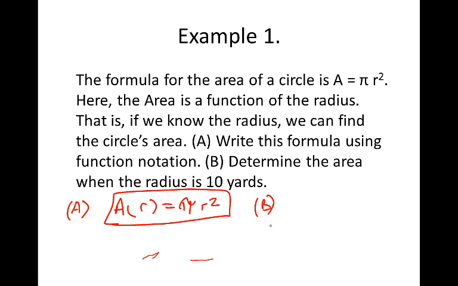In part B, determine the area when the radius is 10 yards. So we want to find A of 10. What's A of 10 going to be? Pi times 10 squared, or 100 pi, would be the exact value. This is yards, so this would be yards squared. You can crunch that on the calculator if you want to get an approximation. We'll just leave it like that.